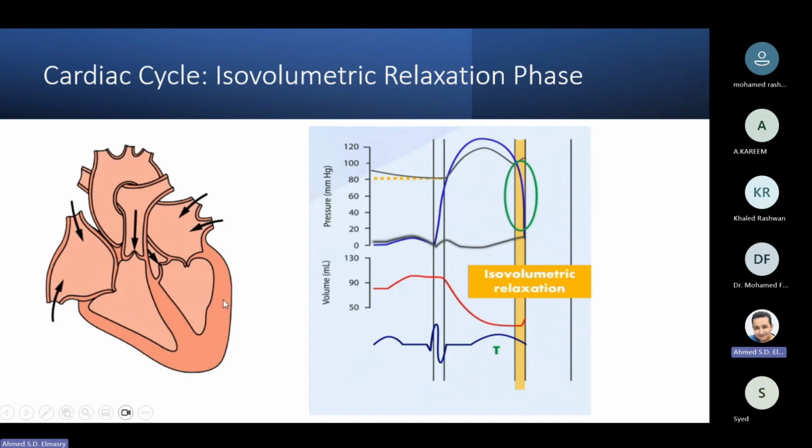So you will notice no change in the volume, but because the ventricle starts the relaxation while the valves are closed, the left ventricle pressure will be reduced. So here the aortic valve will start the closure and the ventricle will start the relaxation. So you will notice that the pressure will drop from this point till this point. And at the same time, because the mitral valve is closed and the aortic valve is closed, you will notice that there is no change in the volume at this phase of isovolumetric relaxation.